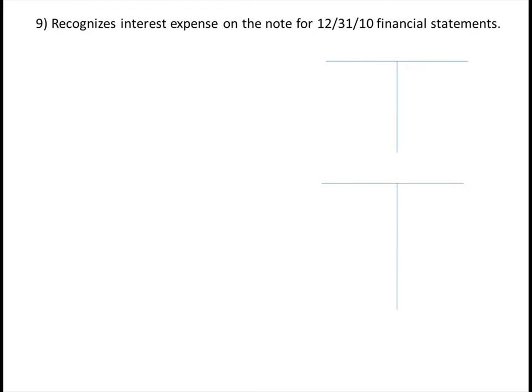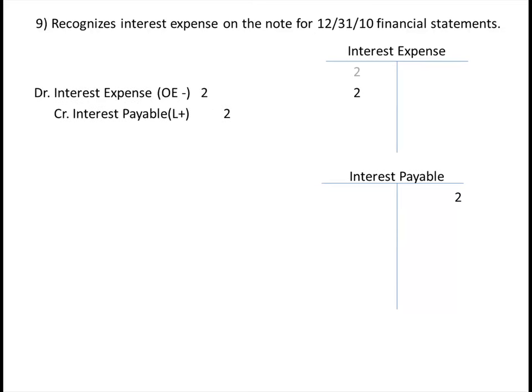So here we go, recognizing our interest expense, and this entry is going to be the exact same entry that we did last year. We're going to have interest expense of 2 and interest payable of 2 to record our accrued interest expense. But Dave, why are we only doing it for 2? Haven't we had their money for the entire year?